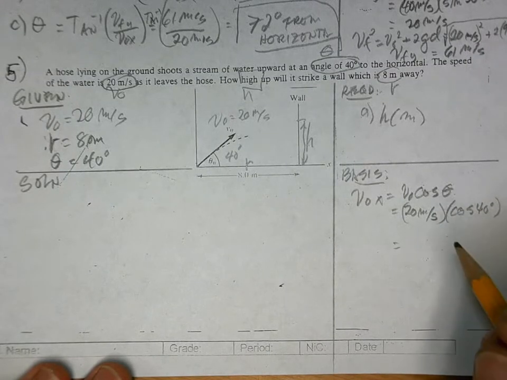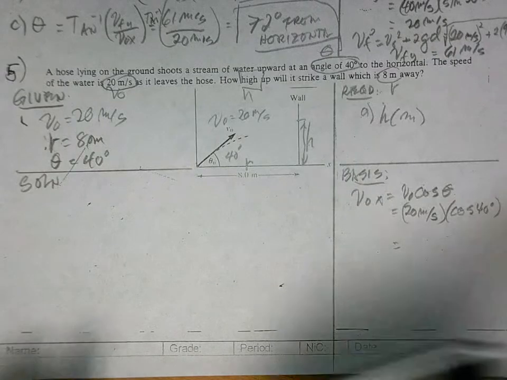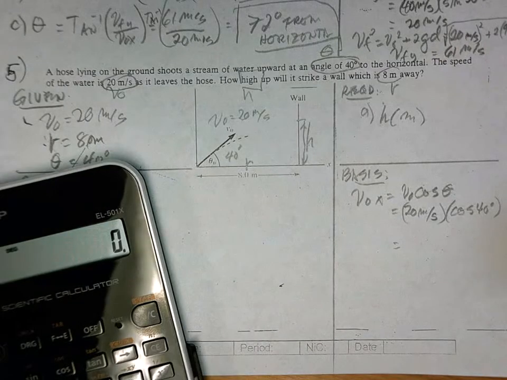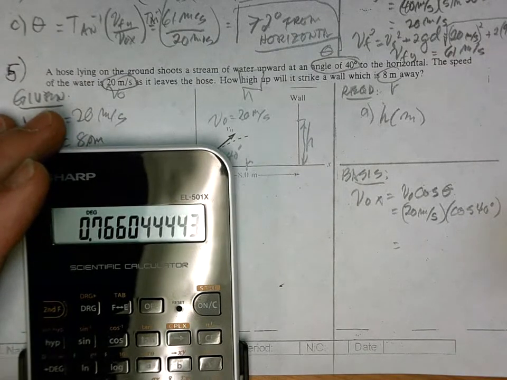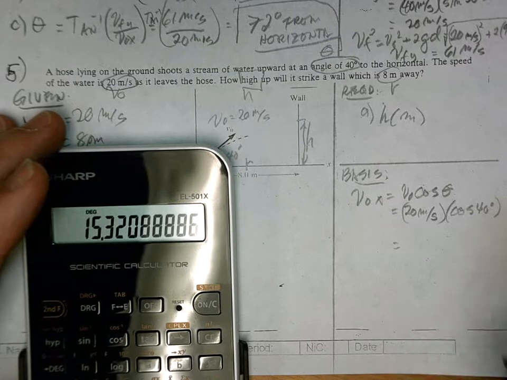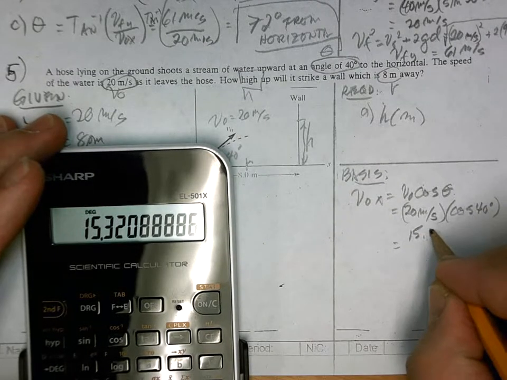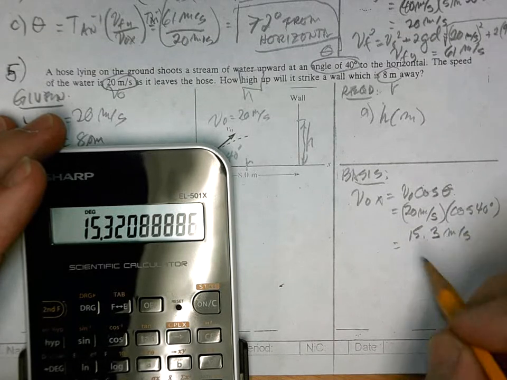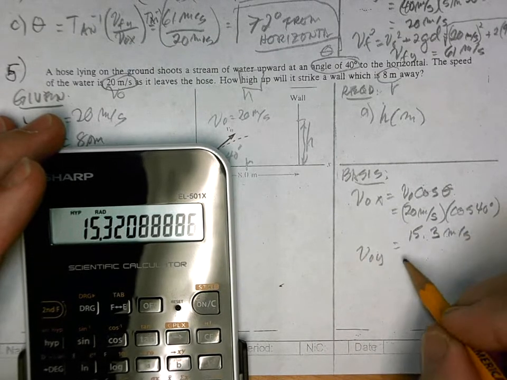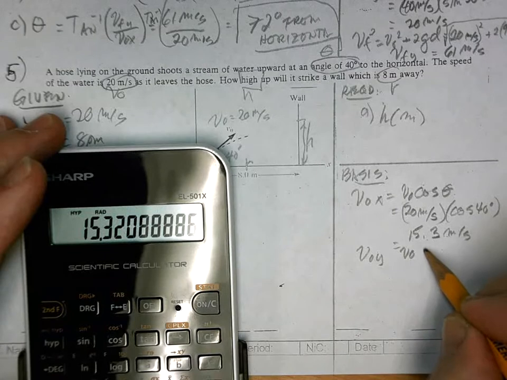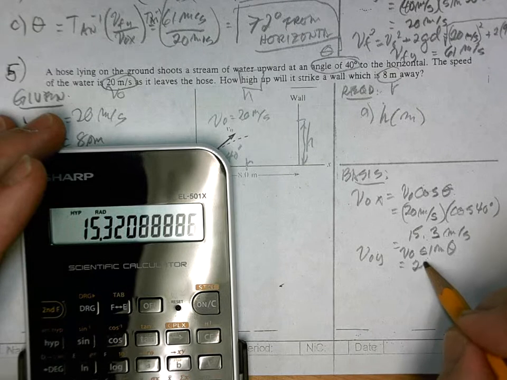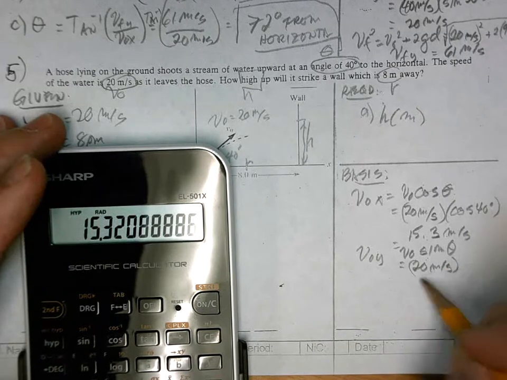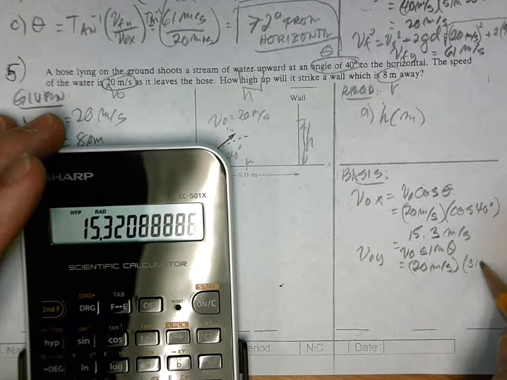And the answer is, I don't know. I guess I'm going to have to do it. 40 cosine times 20. 15.3 meters per second. Okay, and VOY is, again, VO sine theta. Okay, and that means what? 20 meters per second times sine of 40 degrees.